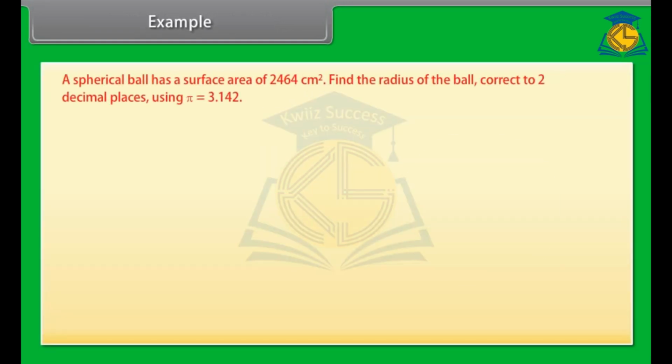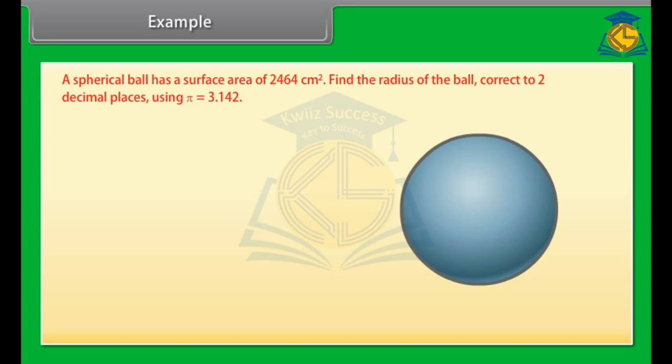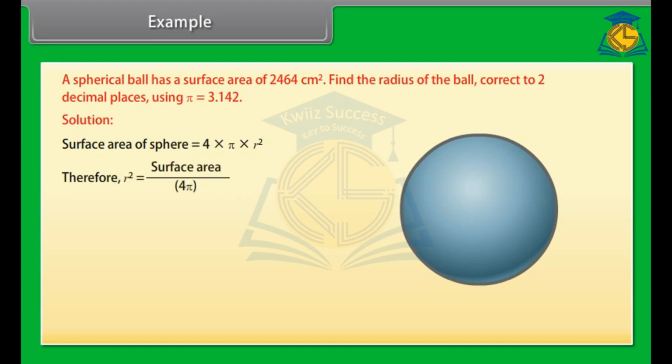Example: a spherical ball has a surface area of 2464 centimeters square. Find the radius of the ball, correct to two decimal places, using pi as 3.142. Solution: we know that surface area of a sphere is equal to 4 into pi into r square. In order to find r, we need to isolate it from the equation above. Therefore, r square is equal to surface area upon 4 pi.